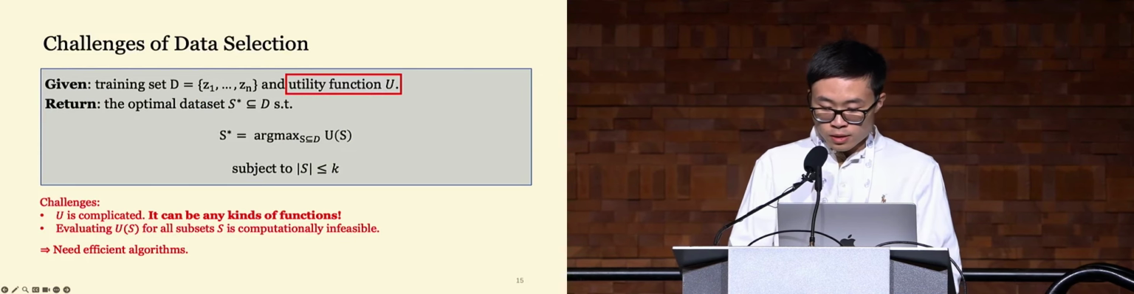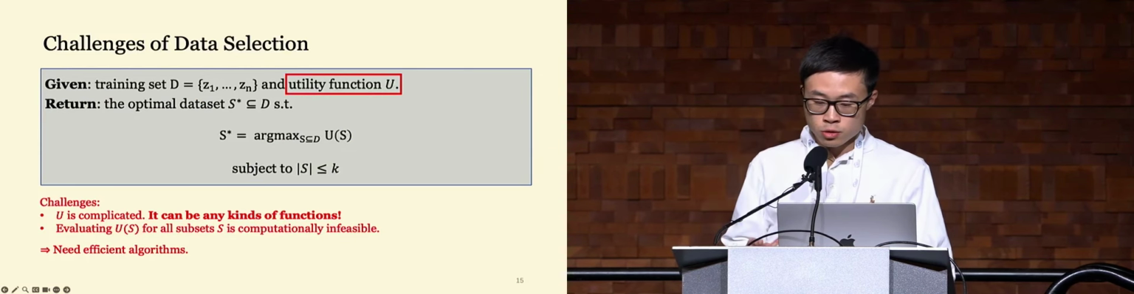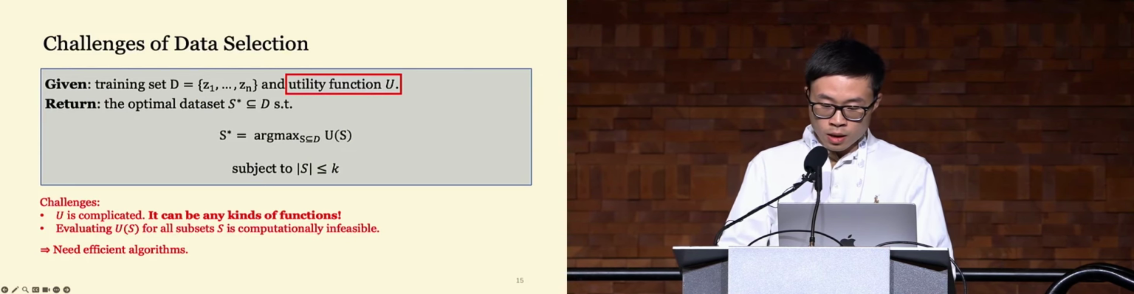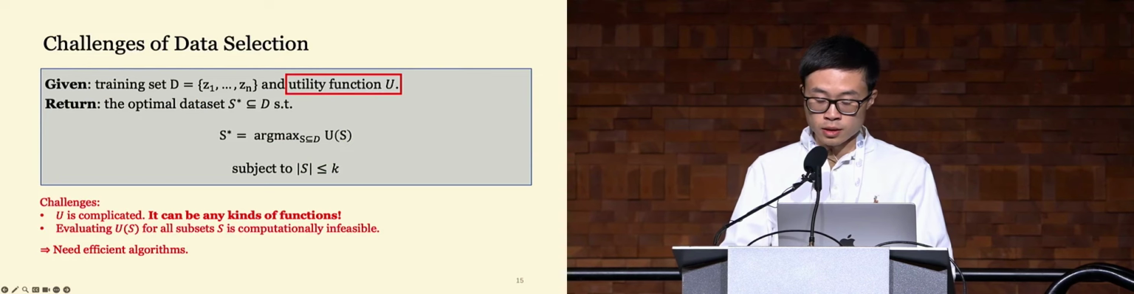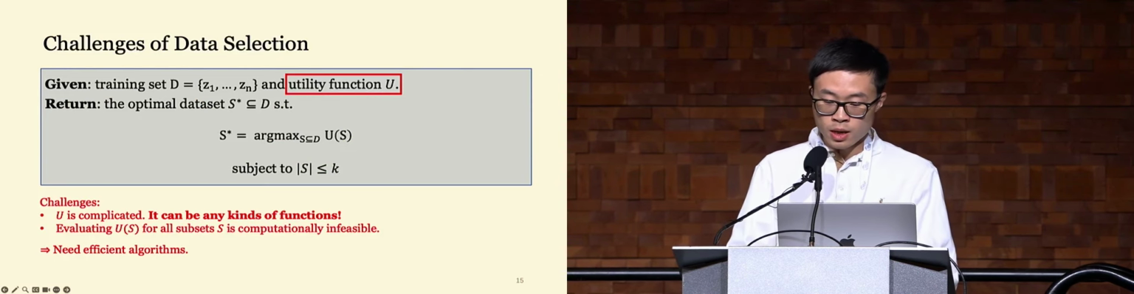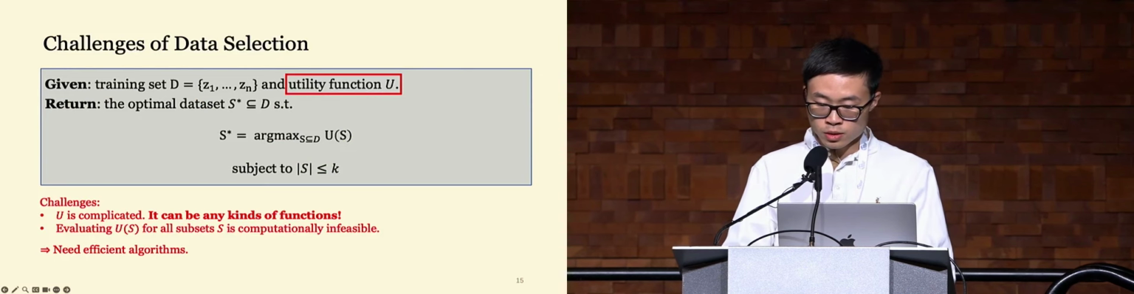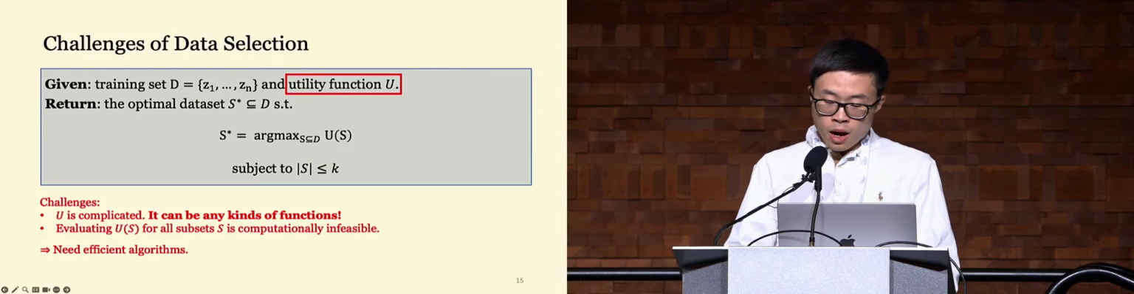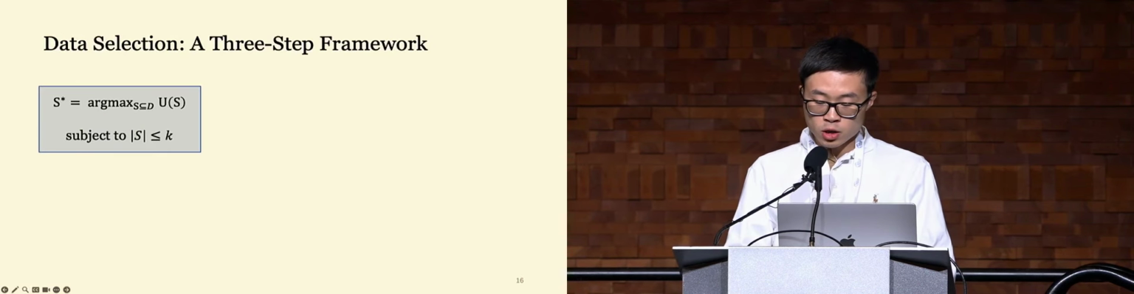As we discussed in the second part of the tutorial by Ruoxi, the nature of the utility function poses a significant challenge to the data selection problem. First, our utility function usually does not have a nice tractable closed-form expression, as it trains neural networks and evaluates their performance. So unless it's for super simple architectures like k-nearest neighbors, we don't know what the utility function looks like.